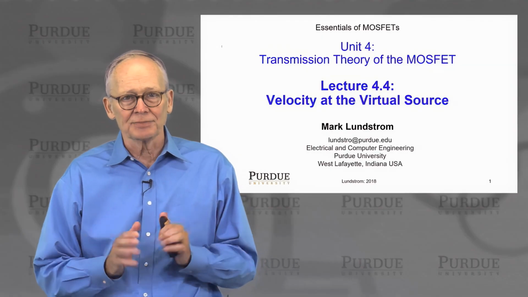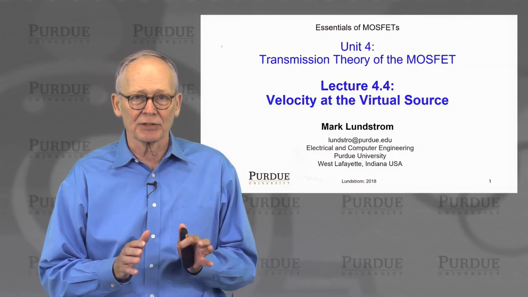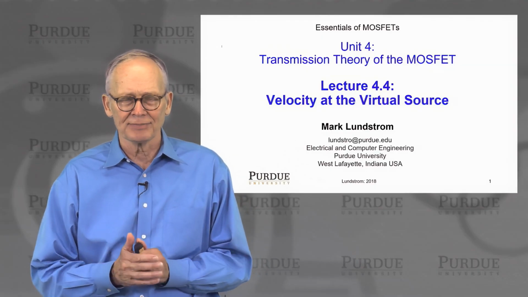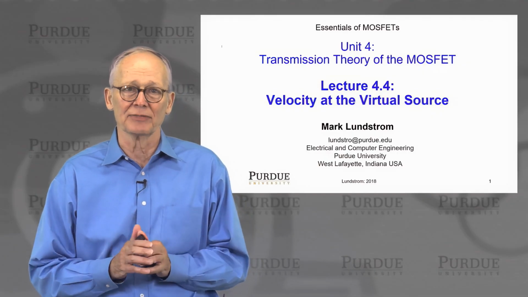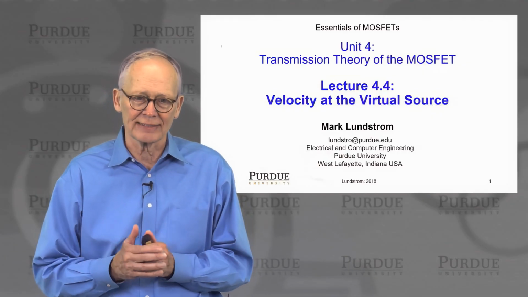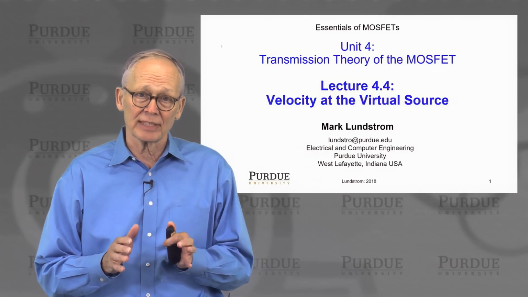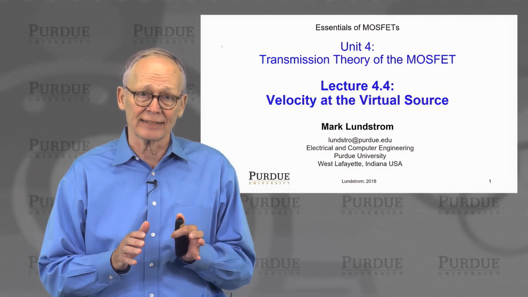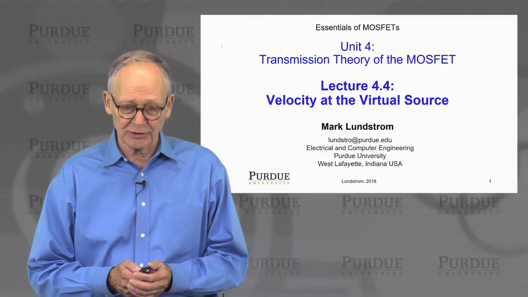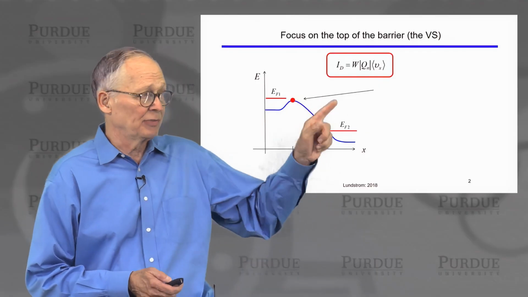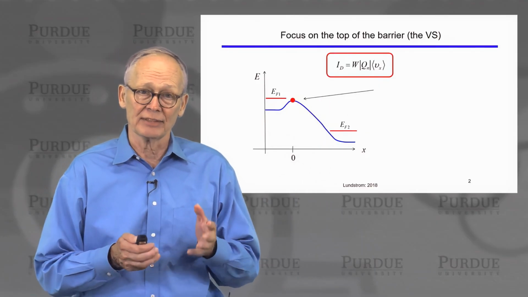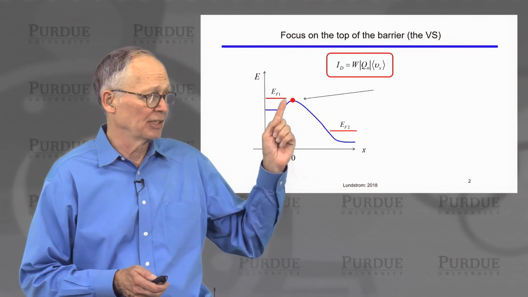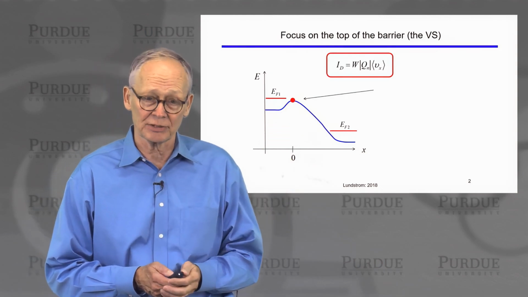So in the last lecture, we discussed the IV characteristics of a ballistic MOSFET. And we have been focusing on the virtual source as we've been developing our understanding of MOSFETs. What I'd like to do in this lecture is to look at the velocity of electrons at the virtual source. So we have been focusing on the top of the energy barrier between the source and the channel, the location that we refer to as the virtual source.